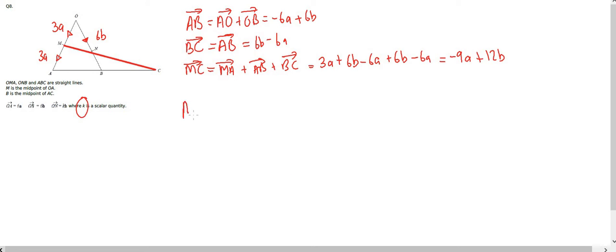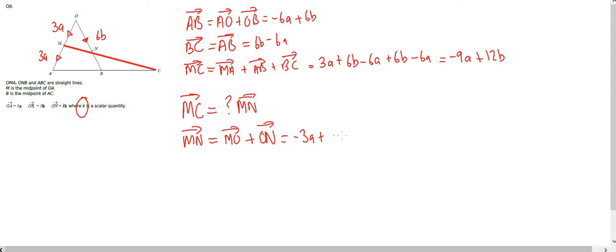Now, like the other proofs, we're going to try to show that MC is equal to something times MN. It's the same way we show it's parallel or collinear, a straight line: the longer vector is equal to a multiple of the shorter vector, but they're all on the same line. So what is MN? To get from M to N, I go from M to O, and then from O to N. M to O is minus 3a, and O to N is k times b. That's the thing we don't know.